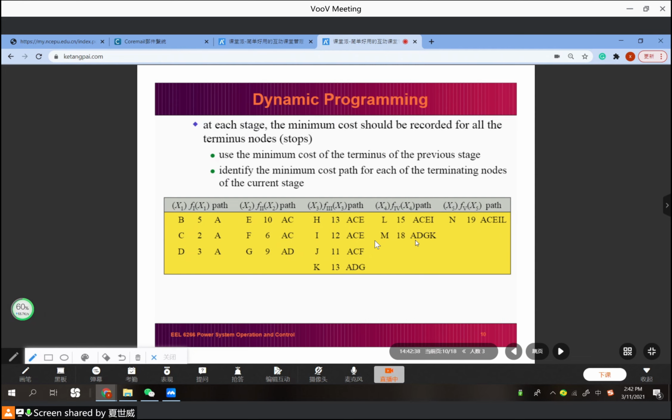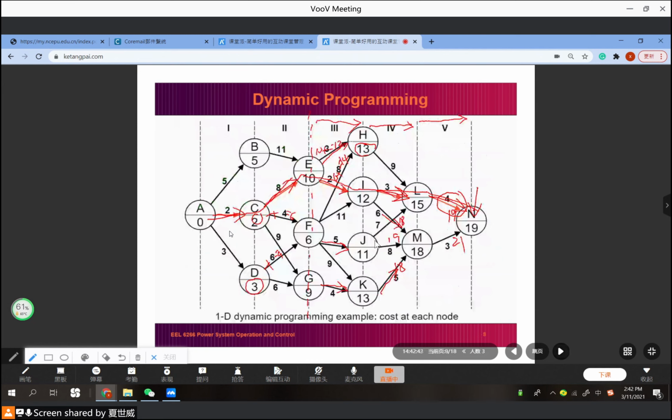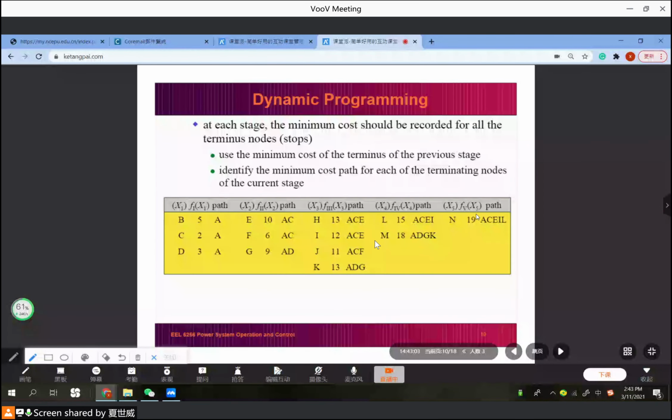Actually, for 18, there are two paths, ADGK. You will see, because you can travel from K to M and also from I to M. So ADGKM, or you can travel like this, ACEIM. These two paths have the same cost. Last, you arrive at point N. You will get the best cost is 19. The best path is ACEILN.